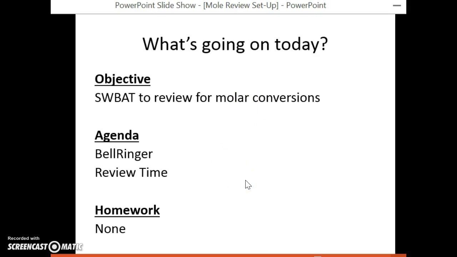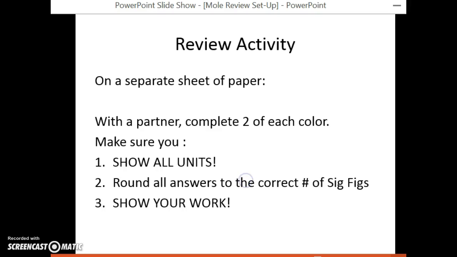Okay, now we're going to get started on the review. The instructions for the review are pretty simple. On a separate sheet of paper, with a partner, you can work together. You're going to make sure that for any problem that you solve, you're showing all units, you round your answers to the correct number of significant figures, and that you're showing your work along the way.